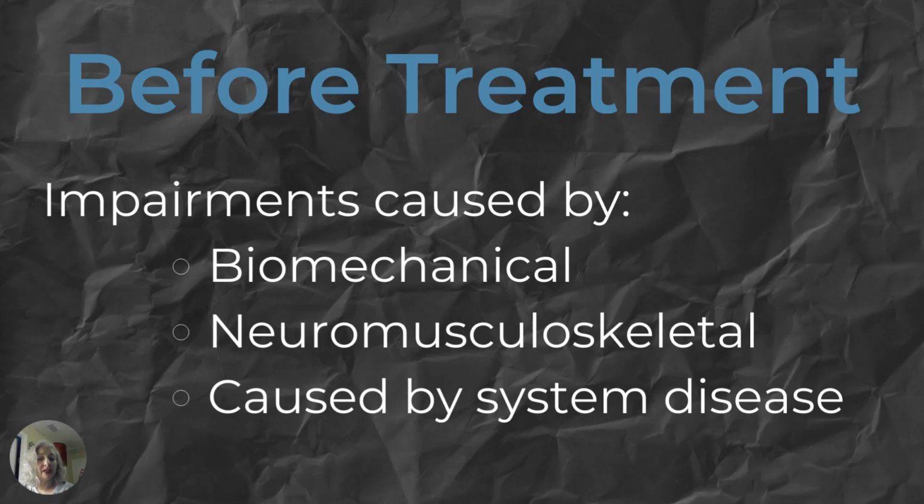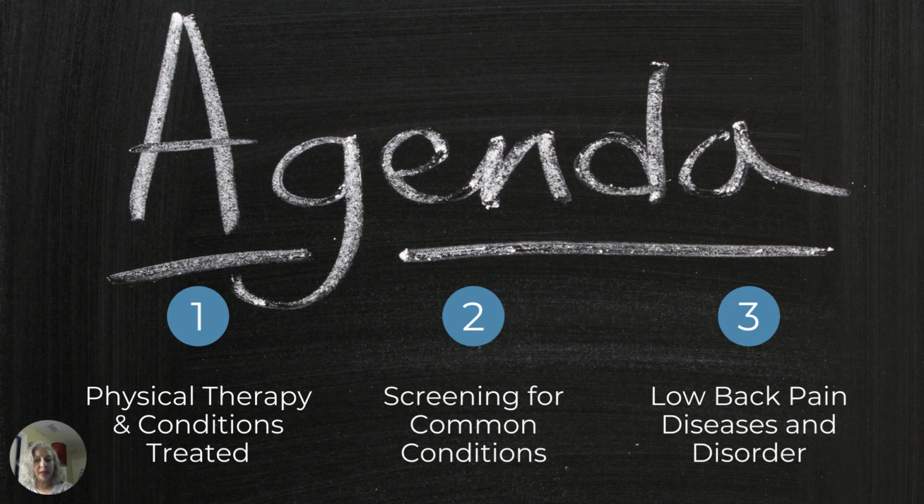Before treating any patient, it is a physical therapist's job to ensure that the patient is an appropriate candidate for physical therapy treatment. We must therefore identify if the patient's symptoms and impairments are caused by biomechanical or neuromusculoskeletal problems before we begin any treatment. We must also take the time to rule out if the patient's symptoms are caused by a systemic disease or disorder.